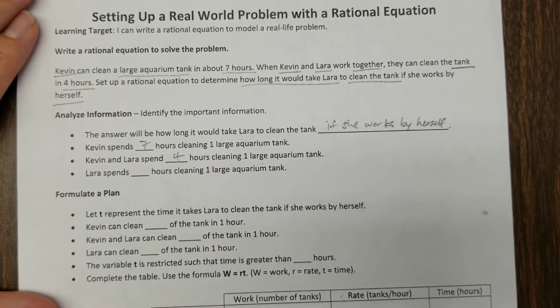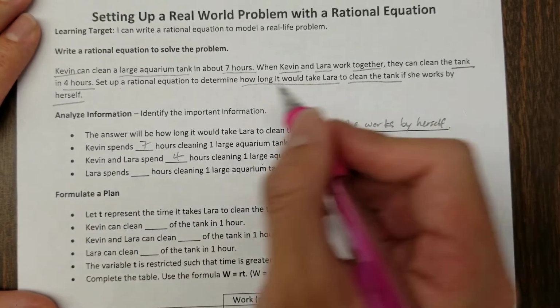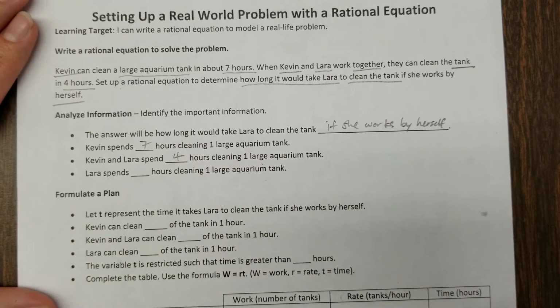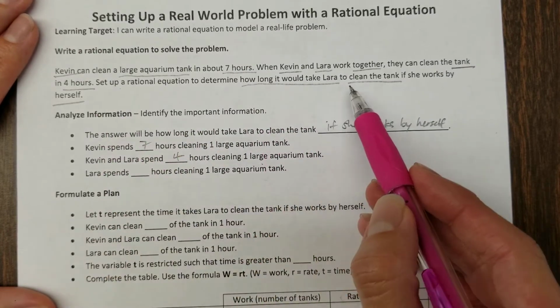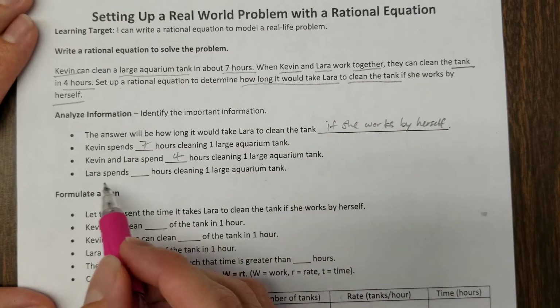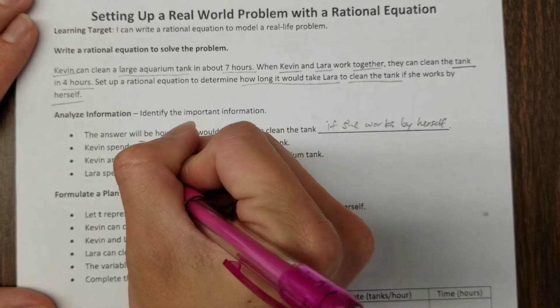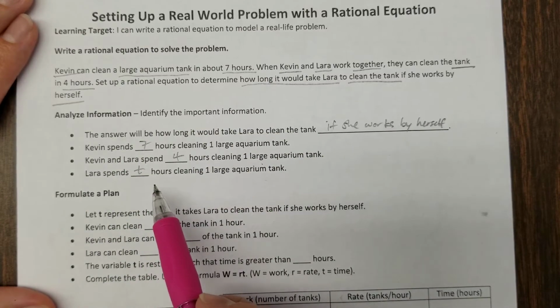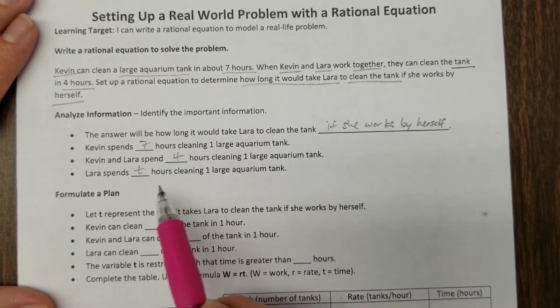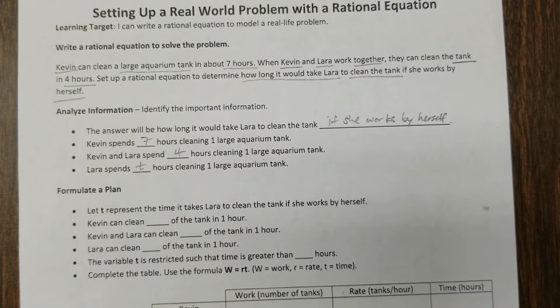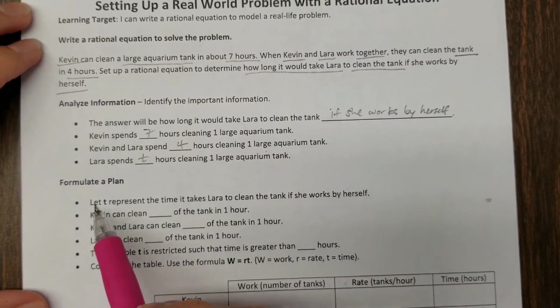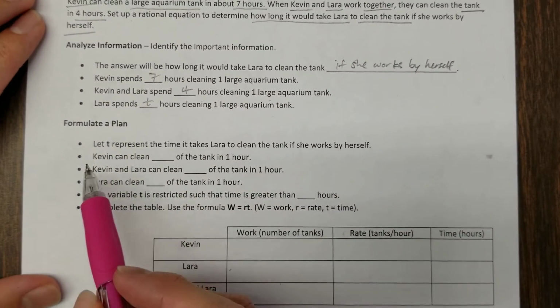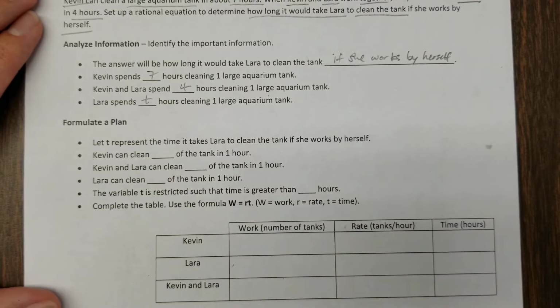Lara spends, okay, this is what we're trying to find out: how long it takes Lara to clean the tank. So let's call it a variable. Lara spends T hours. We don't know how many hours she takes to clean one tank, so that's the variable we're setting up to solve for. We're letting T represent the time it takes Lara to clean the tank if she works by herself.